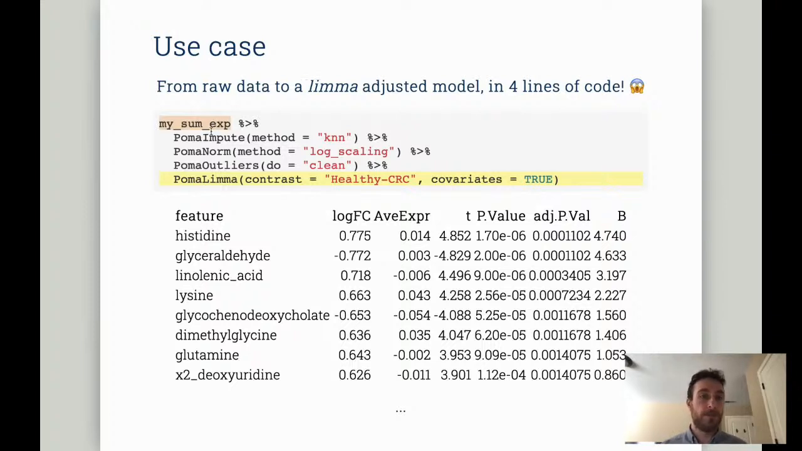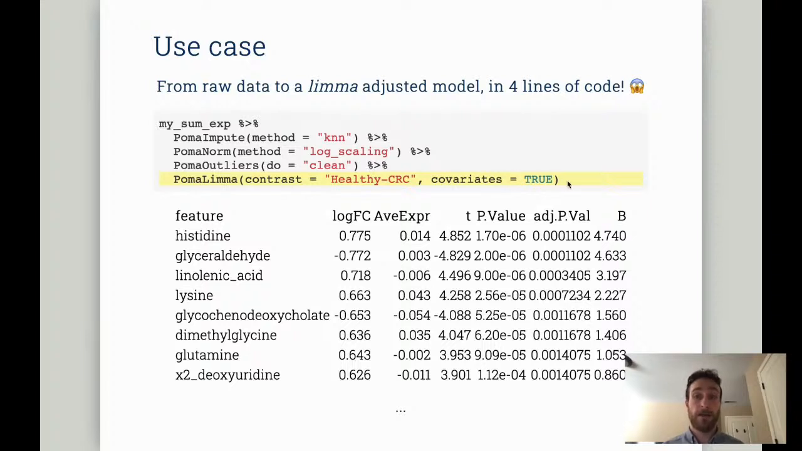Using this SummarizedExperiment as an input, we can deal with missing values with this line here. We are imputing using the KNN algorithm to fill all of these missing values in our data. Then we can use this second line to normalize our data. We are performing a log scaling here. And then we can clean the outliers of our data using this third line of code. And finally, the output at this point is a preprocessed SummarizedExperiment.